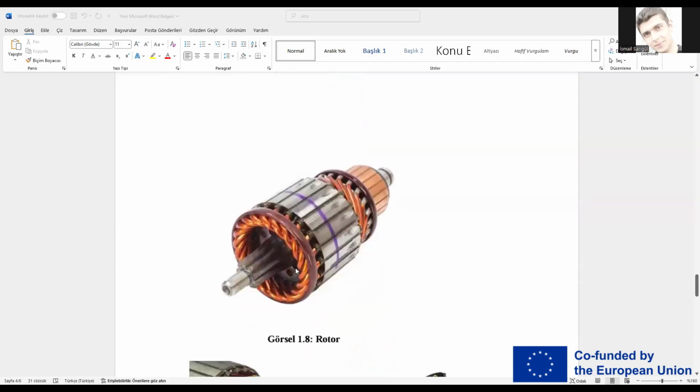The next figure is the rotor. The rotor is the rotating part consisting of a laminated core, shaft, and, in DC machines, armature windings connected to commutator segments. Current is supplied through brushes, and the windings interact with the stator field, generating force and torque. Dynamic balancing and tight tolerances minimize vibration and acoustic noise.